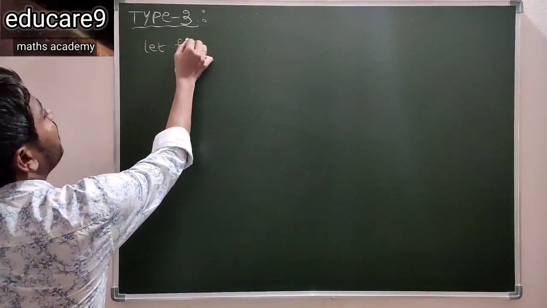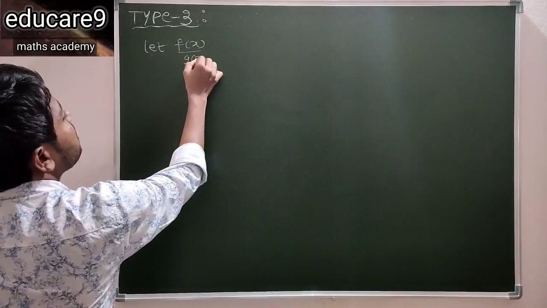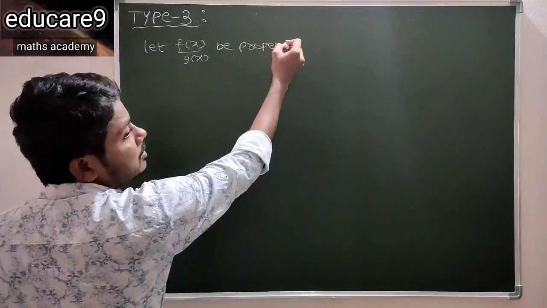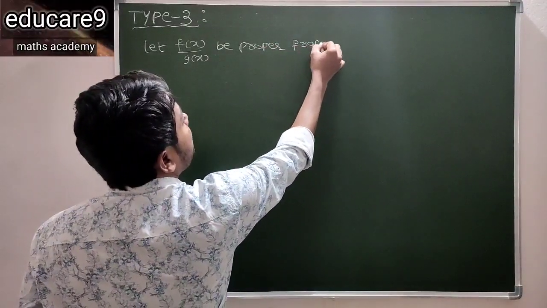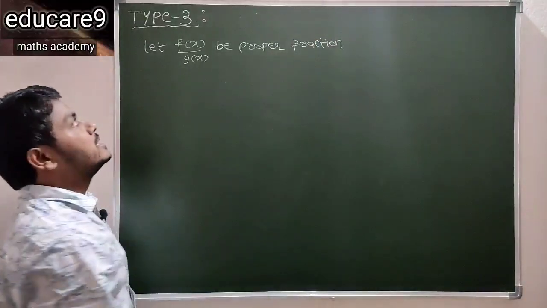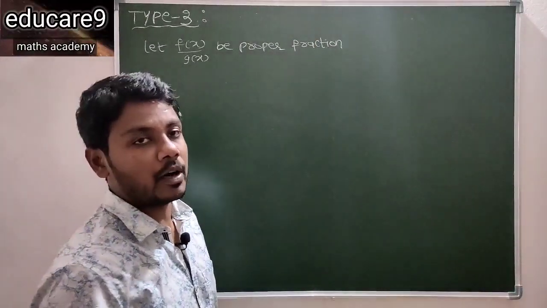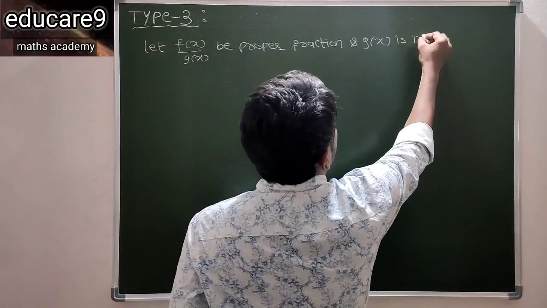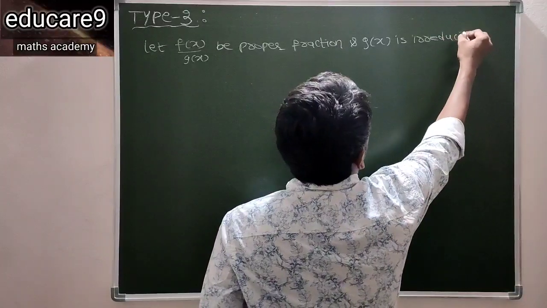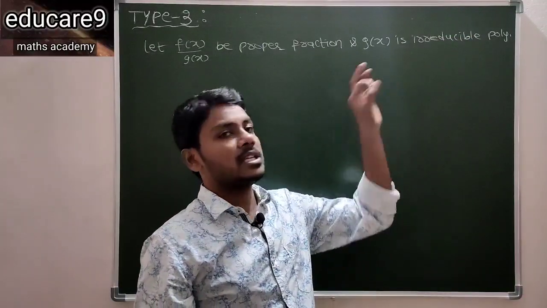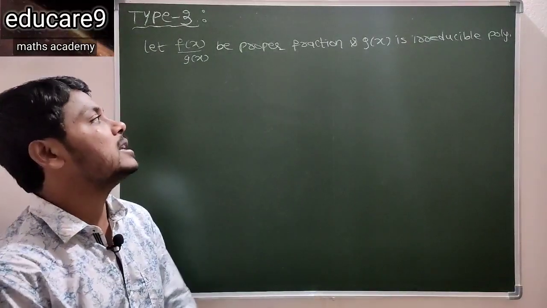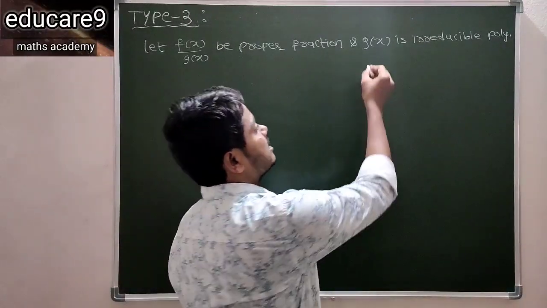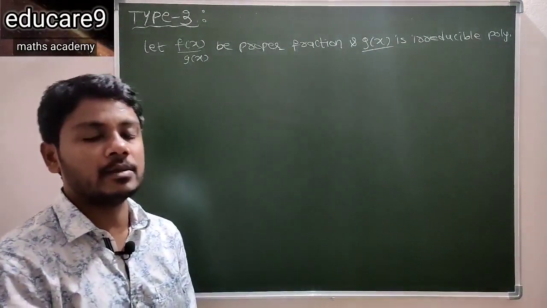Let f of x by g of x be a proper fraction, and g of x is an irreducible polynomial. See here, g of x is irreducible polynomial means g of x cannot be a product of two or more polynomials. So in that case, g of x is called an irreducible polynomial.